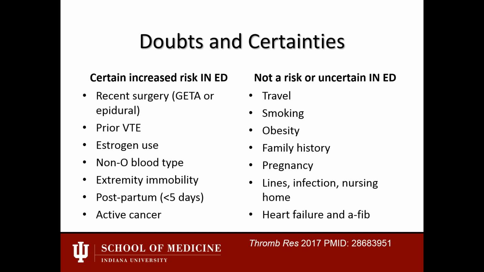Recent is generally defined as within the last 4 weeks and requiring general endotracheal anesthesia or epidural anesthesia. Prior venous thromboembolism, virtually every database increases probability. Estrogen use, actually of all things, non-O blood type. Extremity immobility, and the more joints that are immobilized, the more the risk increases. This does include even shoulder immobilization. Being postpartum, especially less than 5 days, and active cancer. Those are all certain.